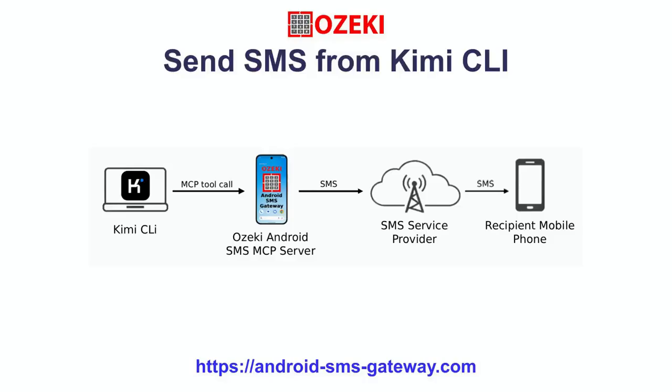How does this solution work? Kimi CLI connects to the Android phone through the MCP protocol, allowing the AI assistant to send messages that are forwarded by the phone via the mobile network to the recipient.